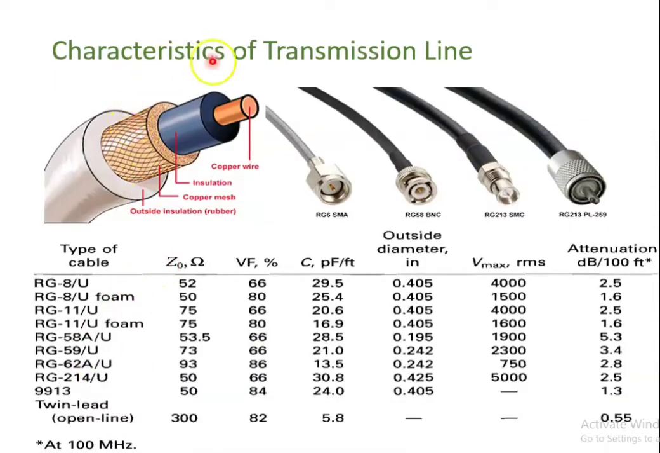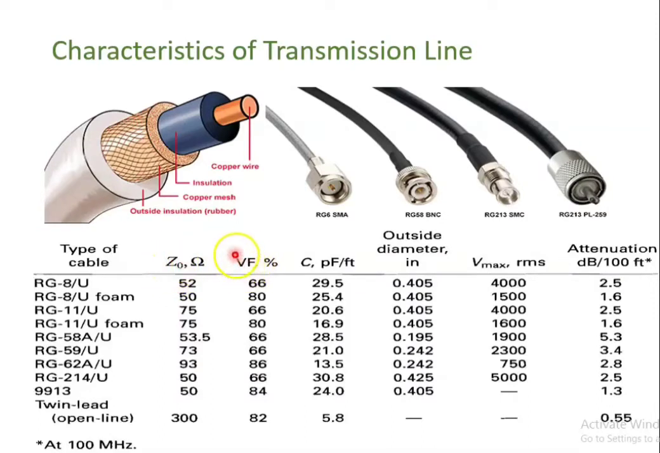Followed by the characteristics of a transmission line. We have a coaxial cable. We already said that the coaxial cable operating frequency range will be 100 megahertz. These are all the different types of coaxial cable, and the number says the type of the connector, or the type of the cable. RG8U is a type of cable. It has an impedance of 52 ohm. We say this impedance is the characteristic impedance. We will discuss what the characteristic impedance is in further classes.